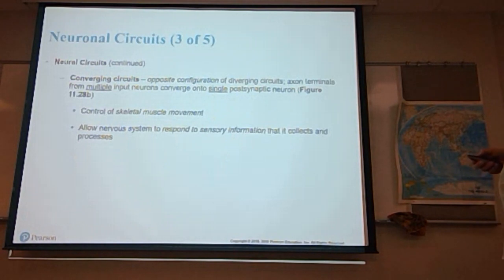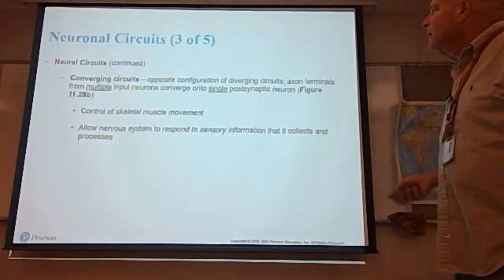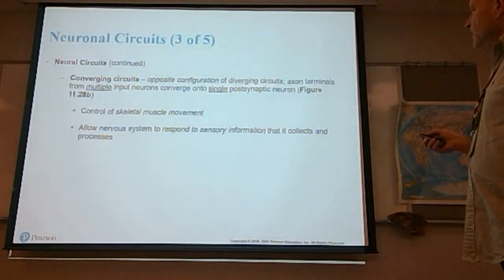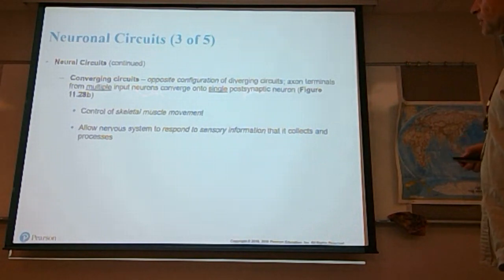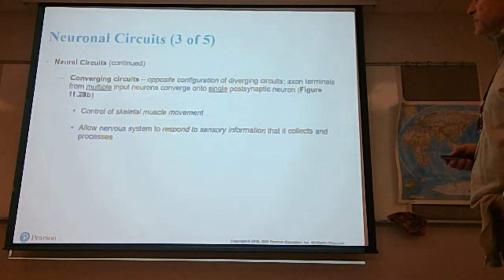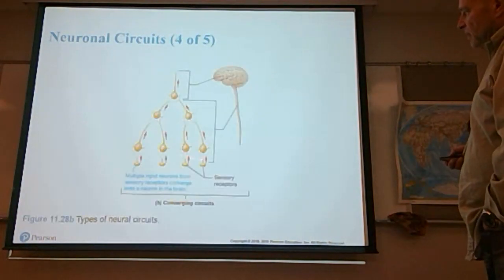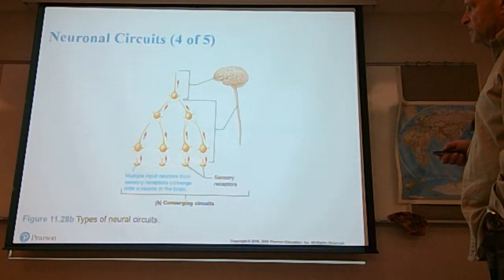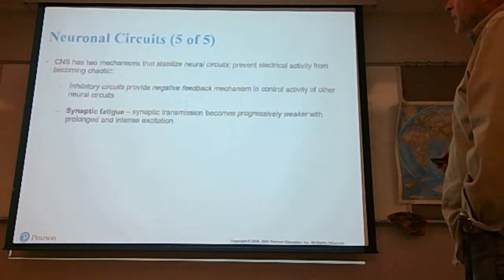Neural circuits can also be converging. Remember, diverging, going out this way, converging, coming this way. The opposite configuration of diverging circuits, the axon terminals from multiple input neurons converge onto a single postsynaptic neuron. Control of skeletal movement is where you may find this, and it allows the nervous system to respond to sensory information that it collects and processes. So here, all these different multiple inputs are all coming together into one axon terminal, a convergent circuit.